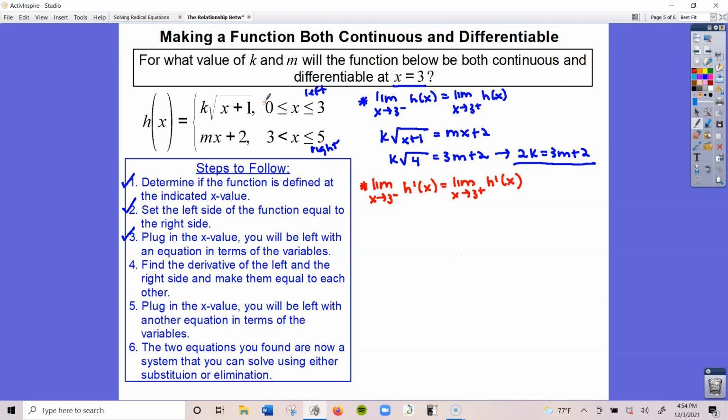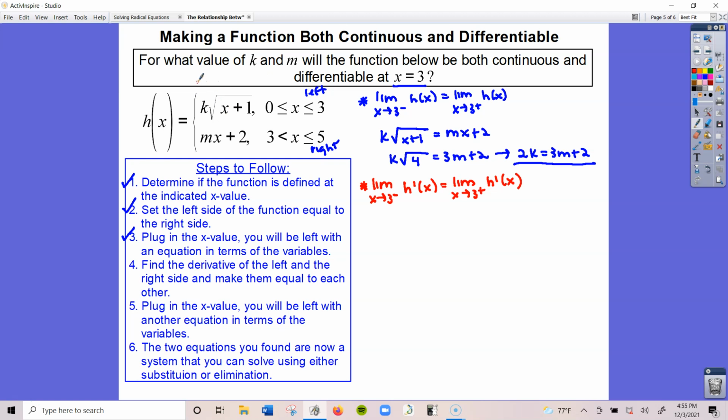So now that means I have to find the derivatives of each individual part. Now k and m are not variables. They are numbers. I just don't know what those numbers are yet. That's what I'm trying to figure out. But we're going to treat them as coefficients. So the k and the m just tag along with those derivatives.